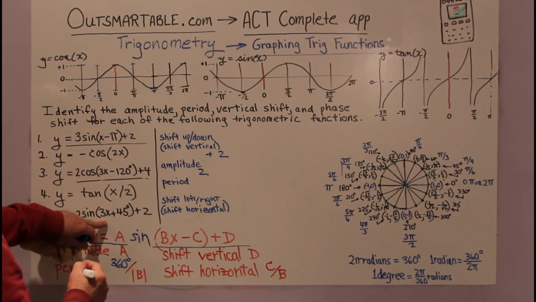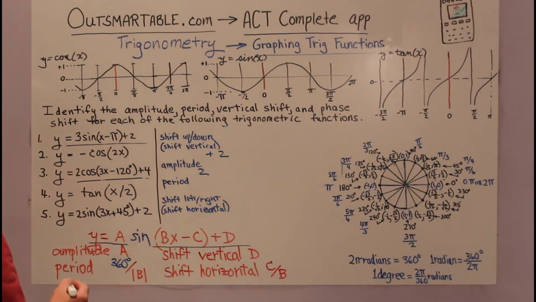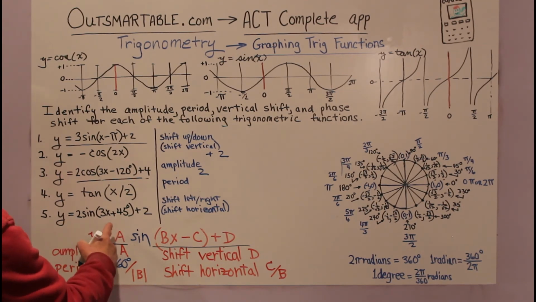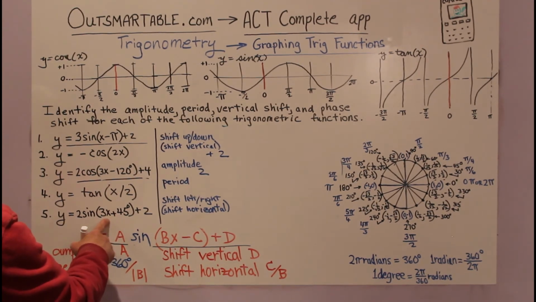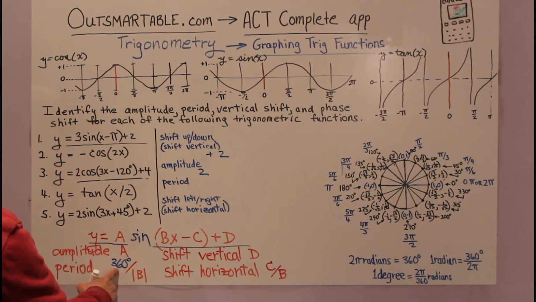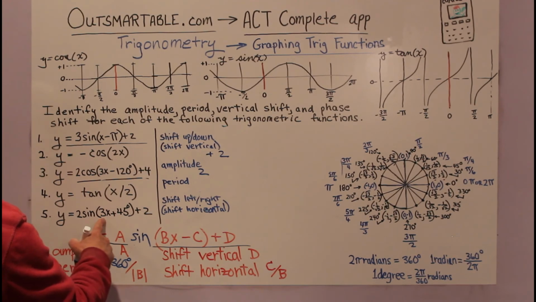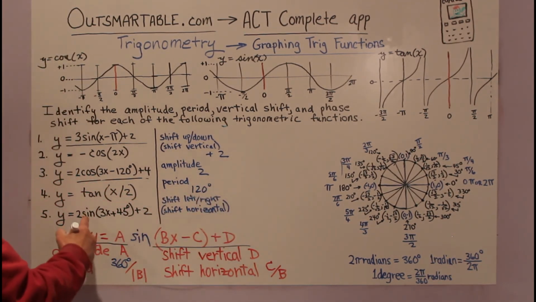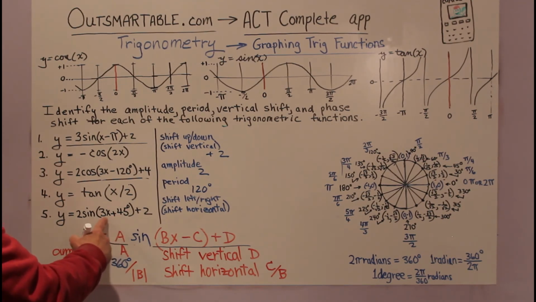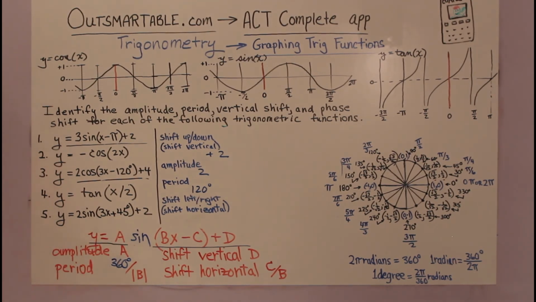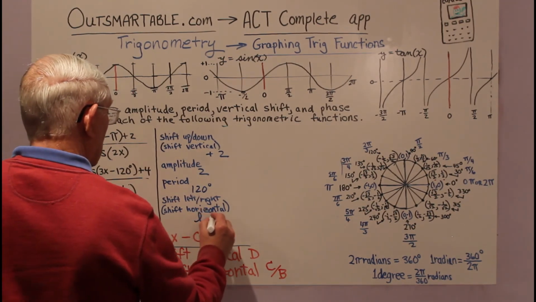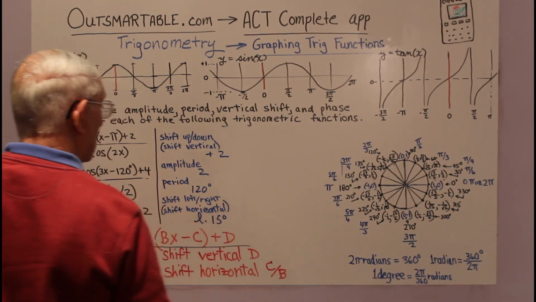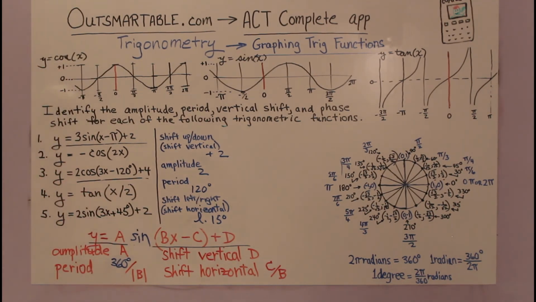Let's see, we have an amplitude of 2. To determine the period, we have to divide 360 by the absolute value of 3, which gives us a period of 120 degrees. Shift left to right is equal to 45 degrees divided by 3. That's 15 degrees, positive 15. So we're going to the left 15 degrees. We're moving the graph 15 degrees to the left.